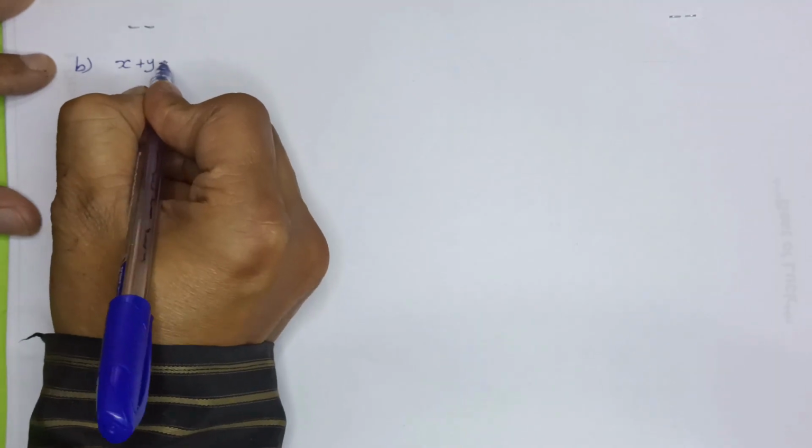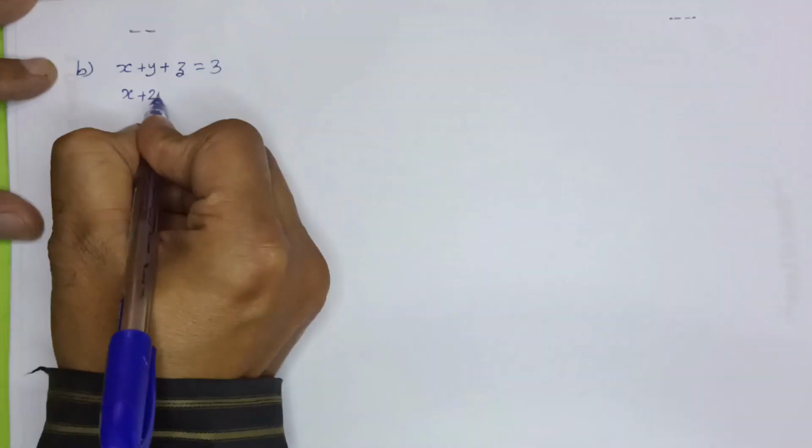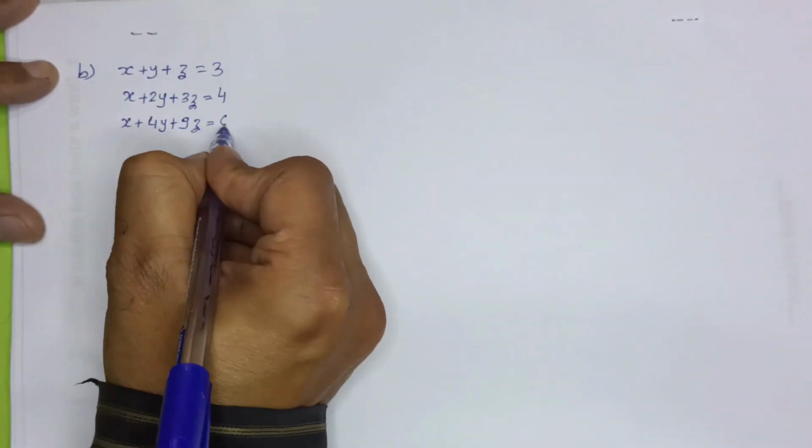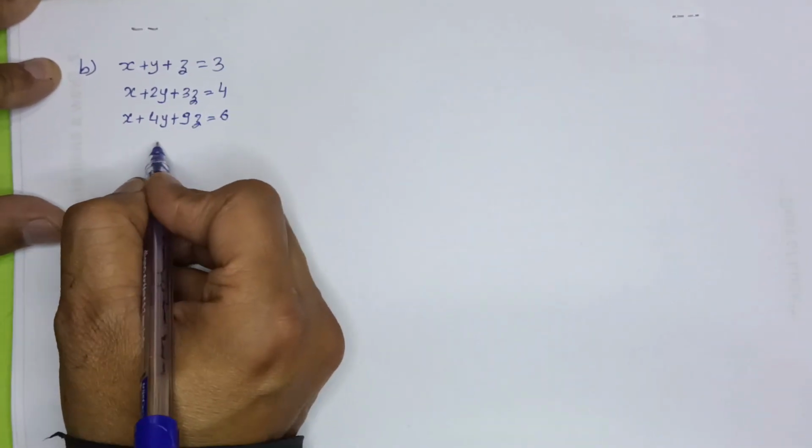x plus y plus z is equal to 3. This in matrix form, my friends. Here, first let's convert that to matrix format.